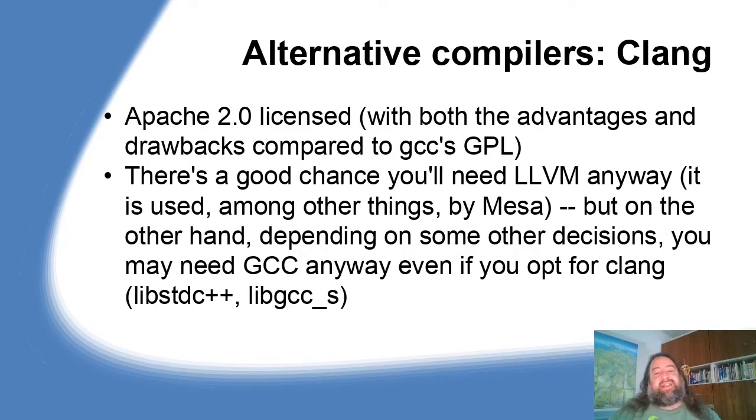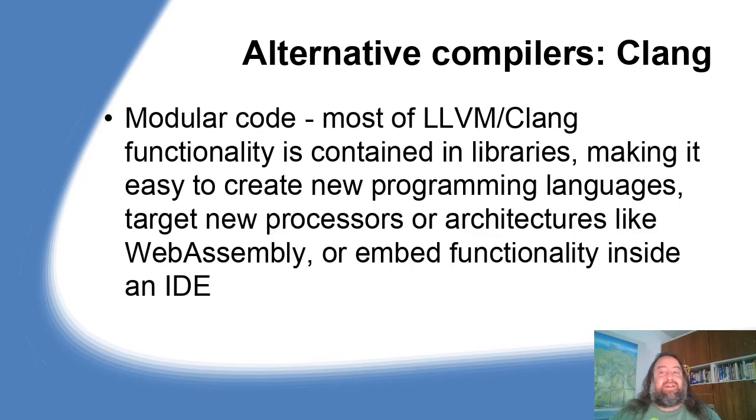Of course, there is a good chance you will need LLVM anyway, because you will need Mesa, but on the other hand, depending on some other decisions you will be making for your toolchain, you will probably need GCC as well, even if you opt to use Clang, because of libstdc++ and libgcc, but more on that a bit later. One of the interesting things about Clang is that it's really modular code. Everything is built into libraries. So if you're planning to build something yourself around the toolchain, like an IDE or so, Clang makes that a lot easier by being able to link directly into your code.